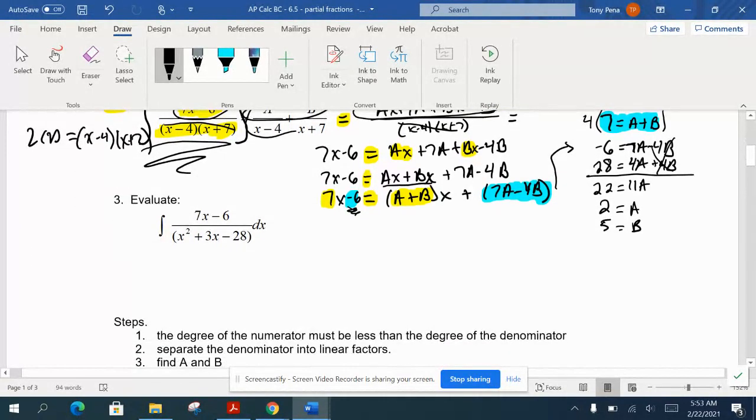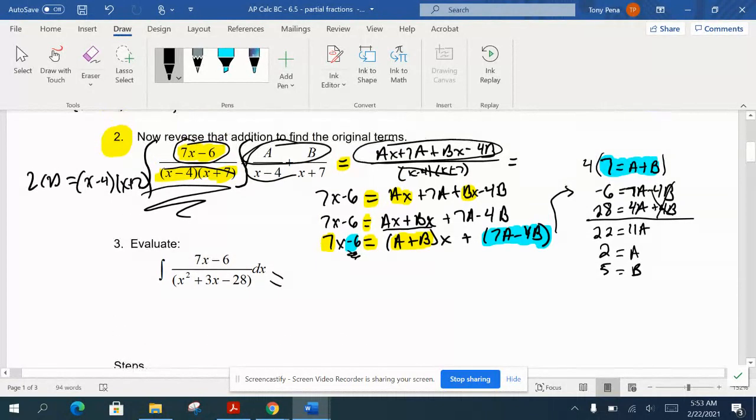So what that now allows us to do is to take this problem here. Let me redirect a little bit further down. And now we can write this as, instead of a over x minus 4, we know that was 2 over x minus 4. Instead of this b over x plus 7, we now know that's 5 over x plus 7. That's what we want the antiderivative of.